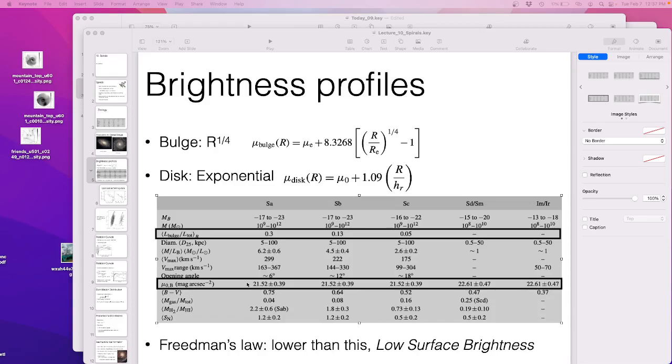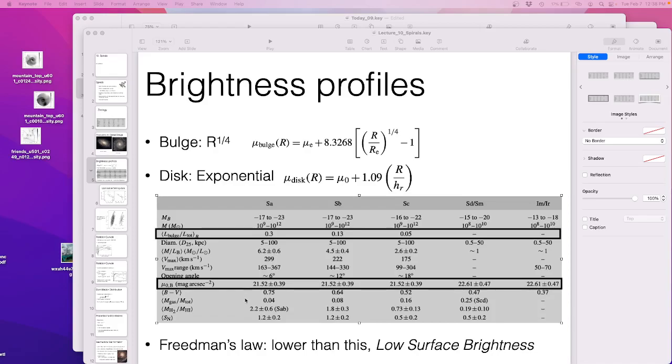They're basically the same. This is called Freeman's law. All it says is bigger is brighter, and they're proportional. So you double the mass, you double the brightness, which is different from elliptical galaxies.